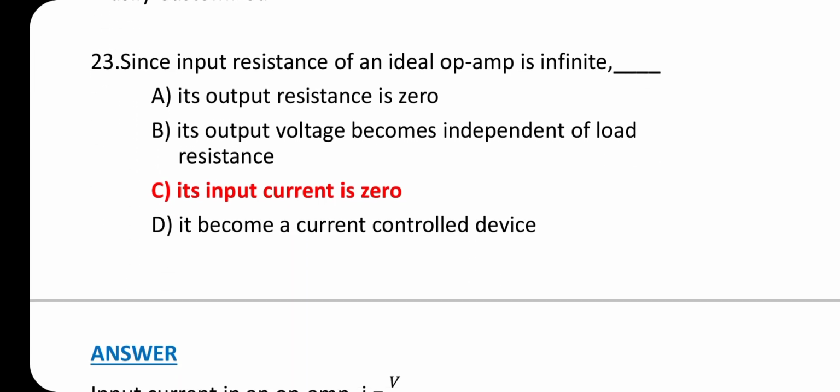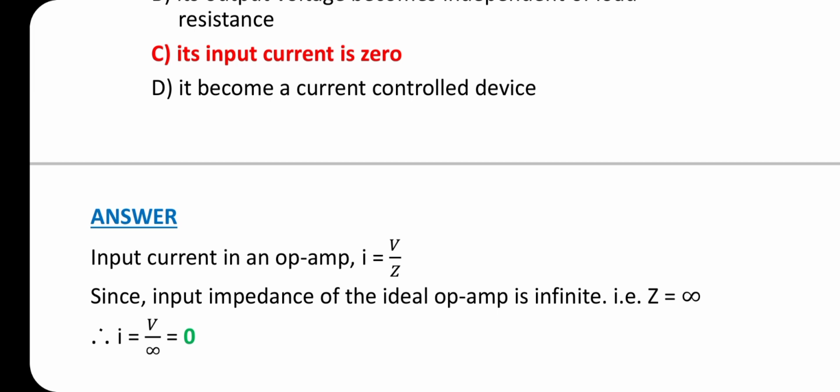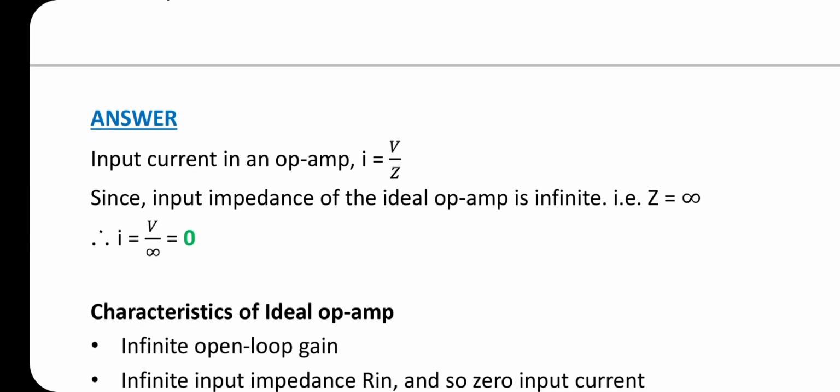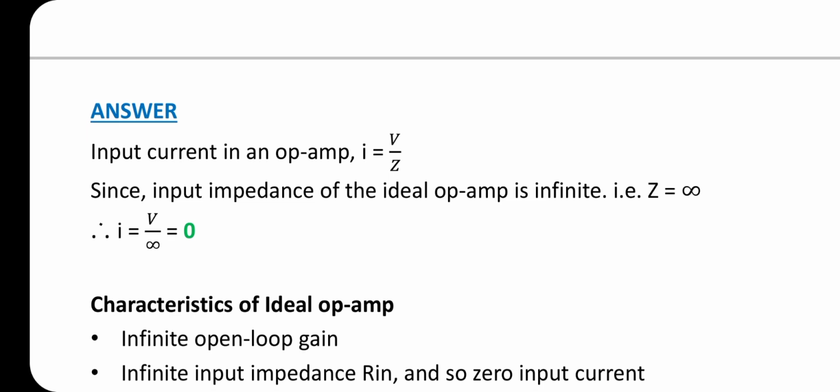The last question of this video is the 23rd one. Since input resistance of an ideal op-amp is infinite, answer is its input current is 0. Input current in an op-amp I equal to V by Z. Since input impedance of an ideal op-amp is infinite, Z equal to infinity. If we substitute this Z equal to infinity in the equation of I, we get I is 0.